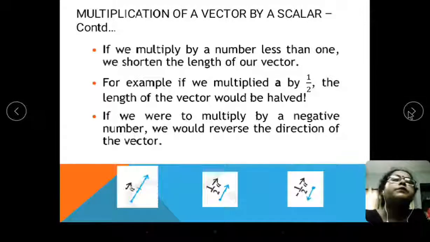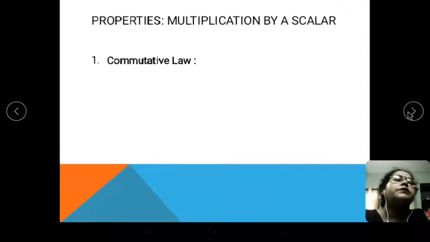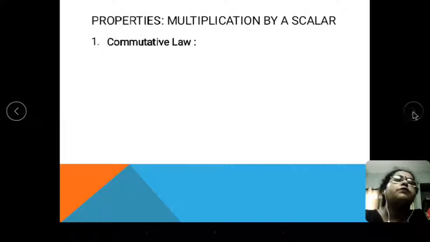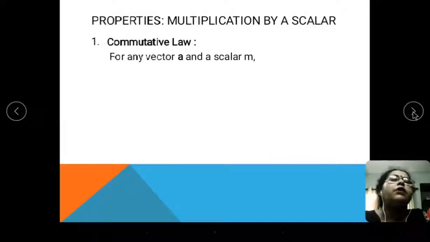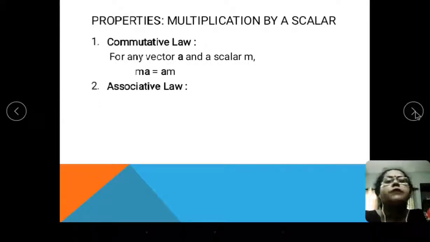And what are the properties of this? The properties are as follows. First, we talk about the commutative law. Commutative law means that if we have a vector A and the scalar m, then mA is equal to Am. That means the order in which we multiply the scalar and the vector doesn't matter. Whichever order we multiply, we get the same answer.